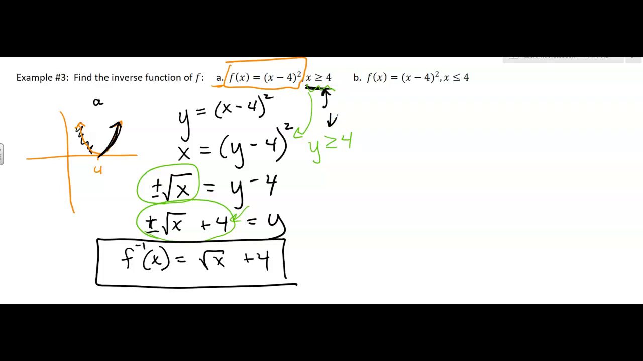Okay. Now we're going to look at the other side. So it's the same function. We can draw the picture again. So it's that parabola at 4. But this time we're going to talk about this side. Now how do I know that? Because the restriction says x is less than or equal to 4. So it's got to be this way. So we're not going to consider this part of the graph. Only the left side of the parabola, I guess.